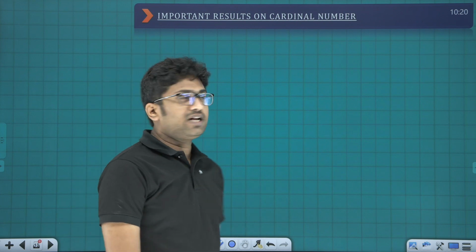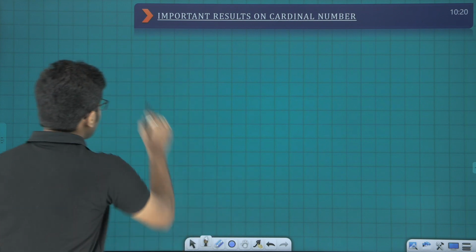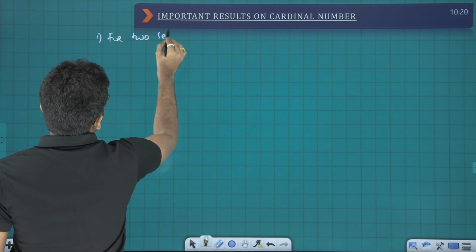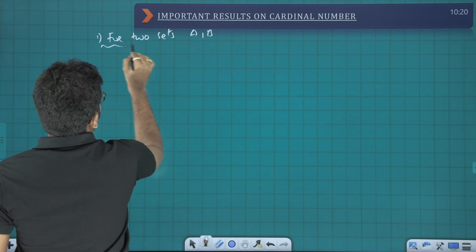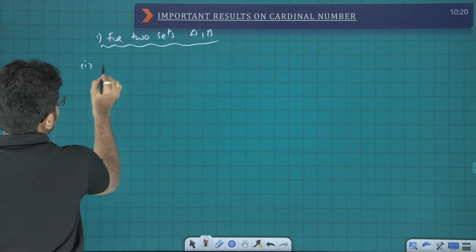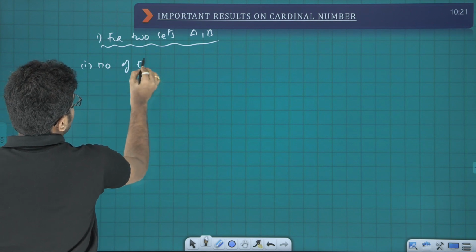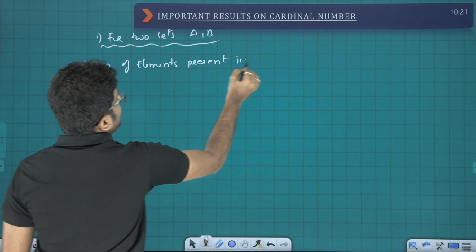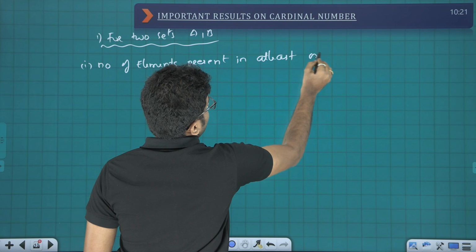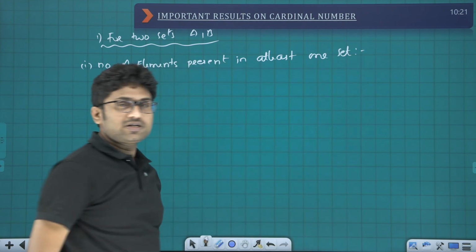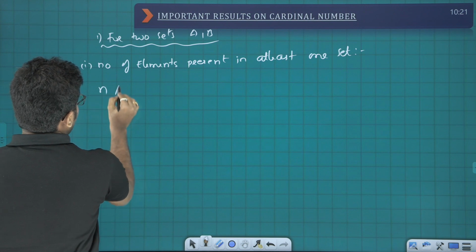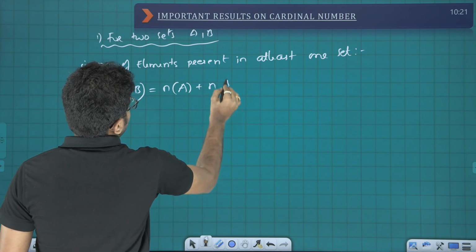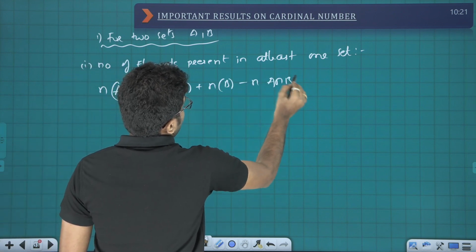Next, important results on cardinal number of sets. Cardinal number. Generally for two sets, friends, we start with the first. Number one, for two sets, capital A, B. In that, the first one is the number of elements present in at least one set. Number of elements present in at least one set is denoted as n of A union B, friends. And n of A union B is equal to n of A plus n of B minus n of A intersection B.